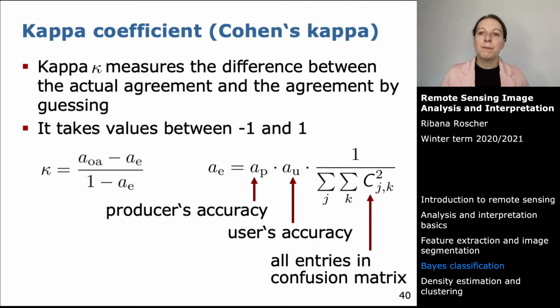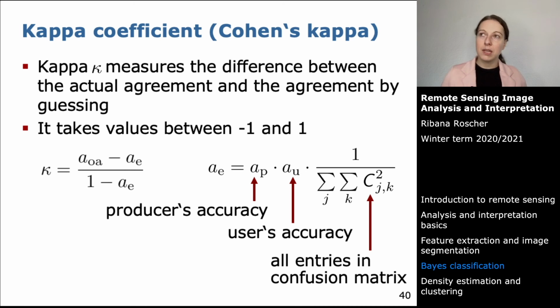Another quality measure, another evaluation measure, which is used quite often in remote sensing, is the so-called kappa coefficient. It was invented by Cohen, that's why it's sometimes also called Cohen's kappa. And kappa measures the difference between the actual agreement and the agreement by guessing. So in case you would just guess what it is. And it takes values between -1 and 1.